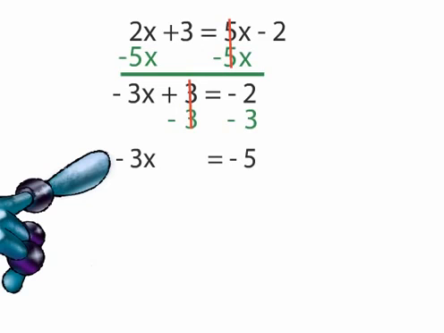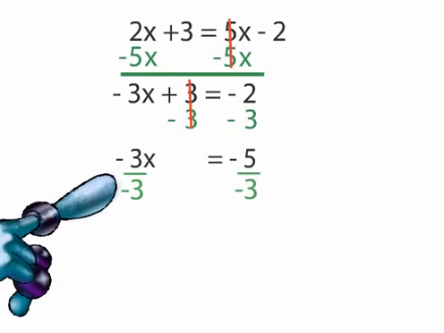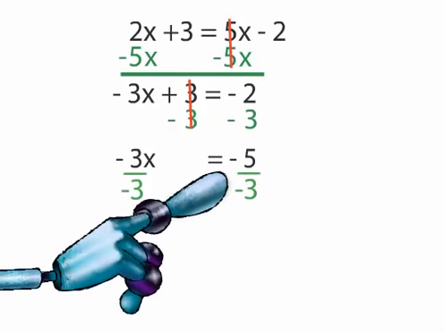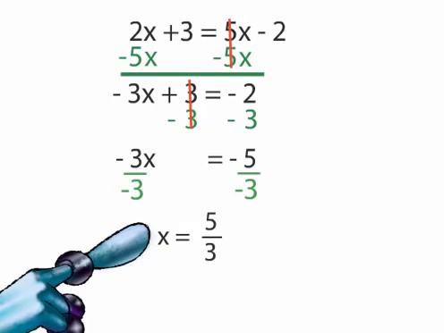To get rid of the negative 3 in front of the x, we divide both sides by negative 3. Negative 3 over negative 3 is positive 1. On the other side, negative 5 over negative 3 is positive 5 over 3. Remember, a negative divided by a negative is a positive. So our answer is x equals 5/3.